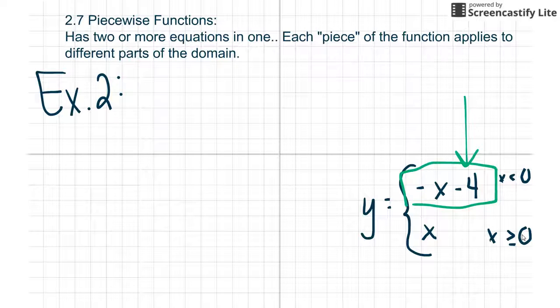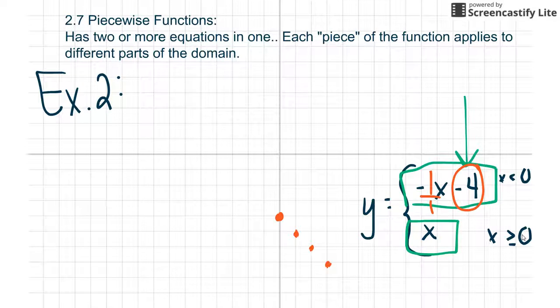Okay, so here's another example. Again, there are the two pieces, and you just do them individually. So I'm going to graph that, and I'm going to graph this. So again, first thing I need for my graph is I need the y-intercept and I need the slope.